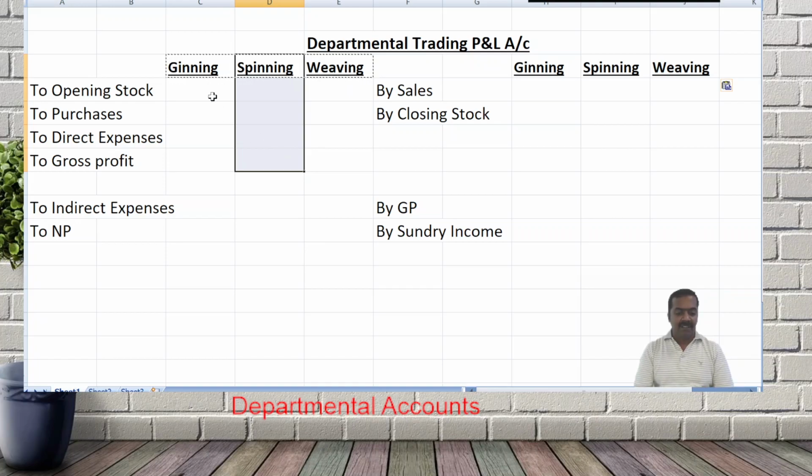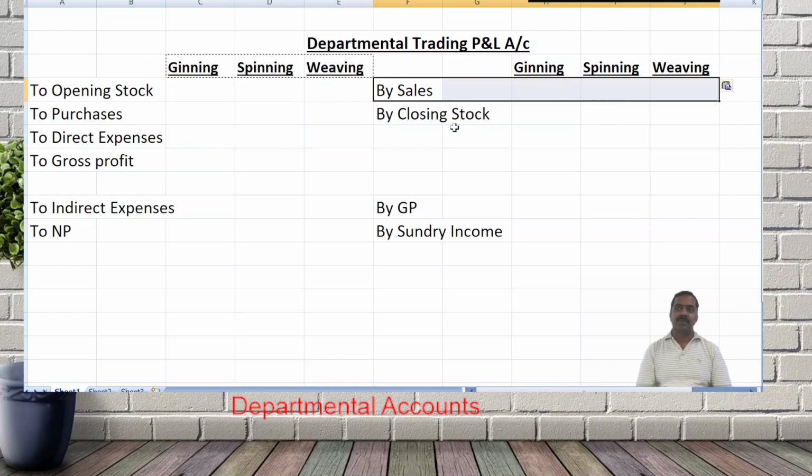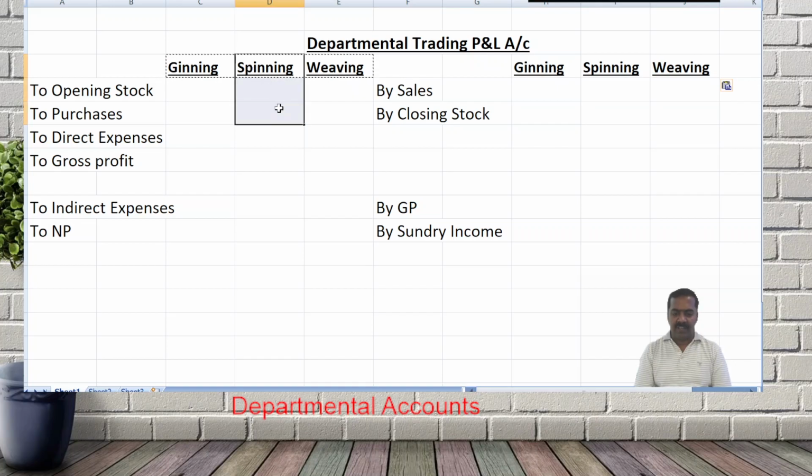Now my question is whether all the cotton will only be transferred. I manufacture cotton. I am in charge of the ginning division. Will I transfer all the cotton manufactured to spinning? No, I will sell to my external customers. That is called external sales. As well as that, I will do internal transfer.